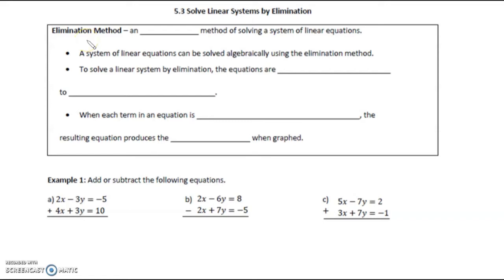5.3 solves linear systems by elimination. So the elimination method is an algebraic method of solving a system of linear equations. A system of linear equations can be solved algebraically using the elimination method. To solve a linear system by elimination, the equations are either added or subtracted in order to eliminate a variable.